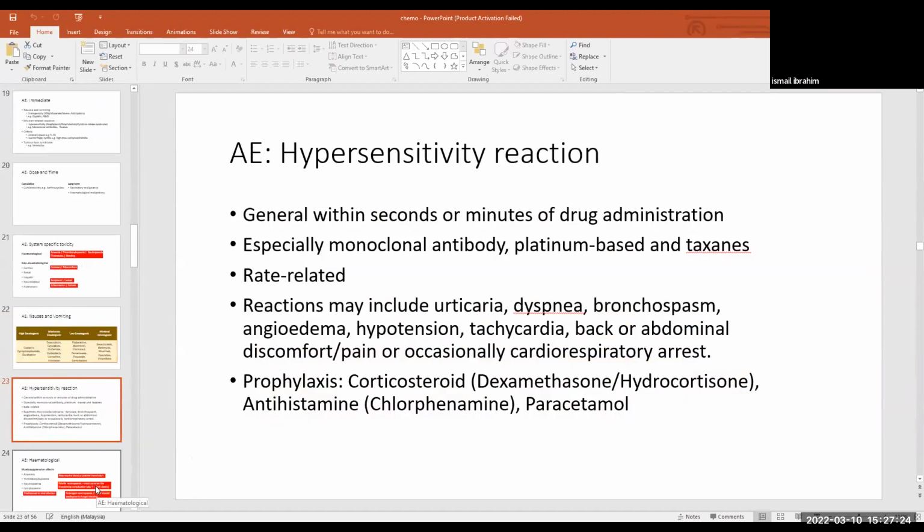We mentioned hypersensitivity reaction just now. It can happen mainly with the use of monoclonal antibodies. It could be as simple as urticaria, but it can be quite severe, with bronchospasm, angioedema, or even worse, cardiorespiratory arrest. So what we tend to do in these patients is give them corticosteroid, antihistamine, and paracetamol before the infusion.